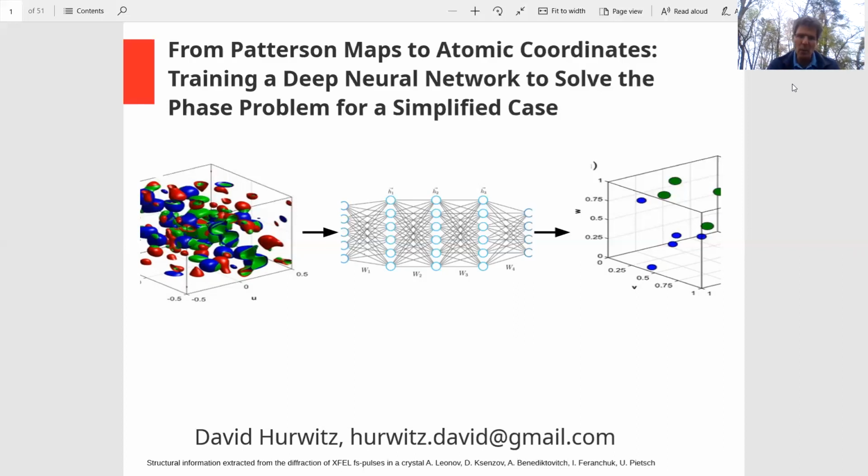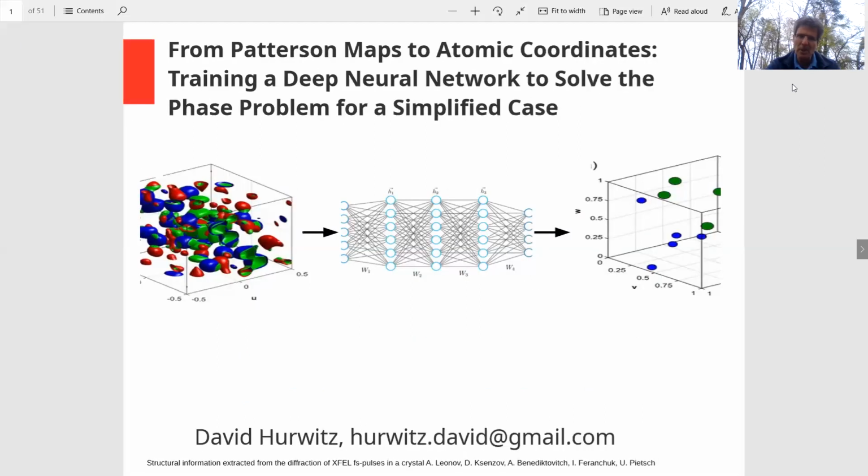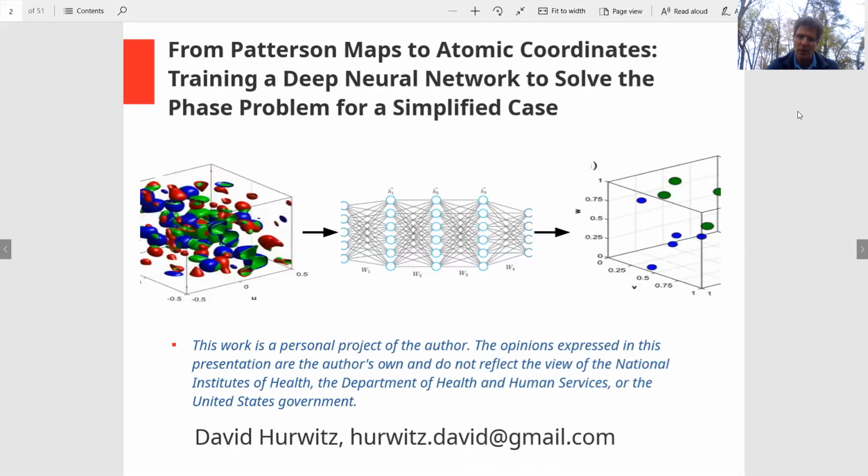I'm working on a simplified case where I'm training the network on 10 random atom positions, and then I'm seeing if the network, when presented with diffraction data from 10 random atom positions, can generalize and learn for cases that were not in the training set. I'm going to discuss this much more as we go, including an introduction to everything that I'm mentioning.